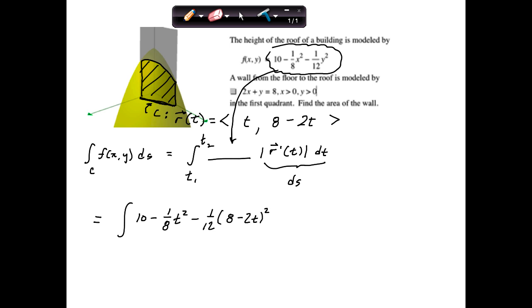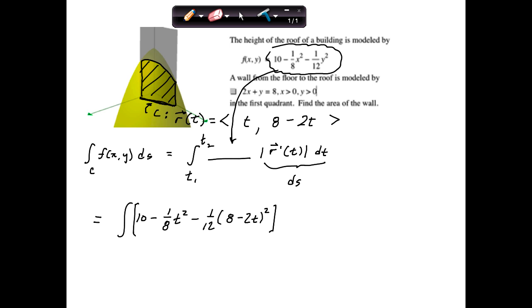Yeah, so why can we do that? Because we only care about the function over c. And over c, x equals t and y equals 8 minus 2t. So if we only care about the function over c, then we can just make x equal to t and y equal to 8 minus 2t. And we got our function. Okay, very good. And then what about the derivative, or the magnitude of the derivative?